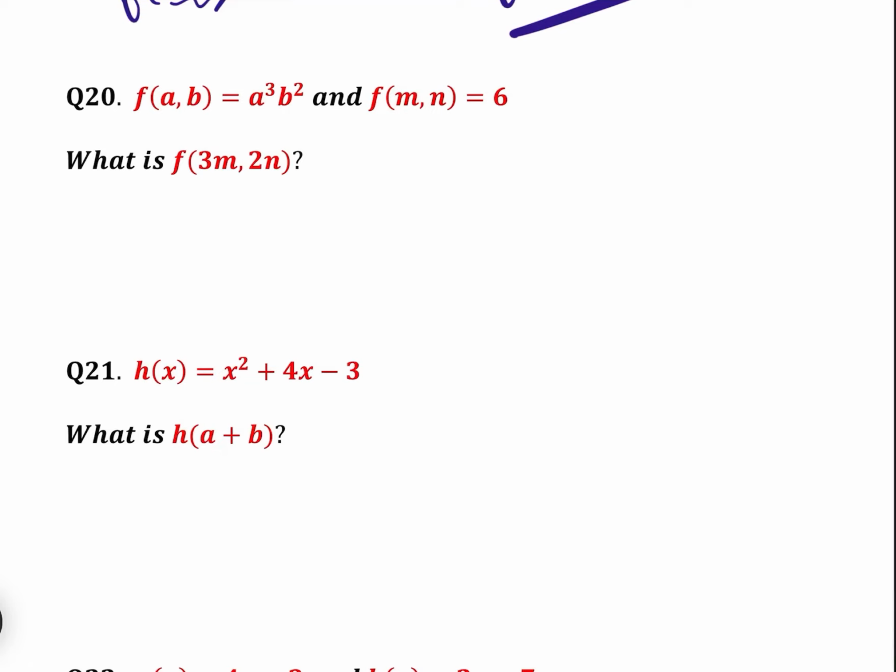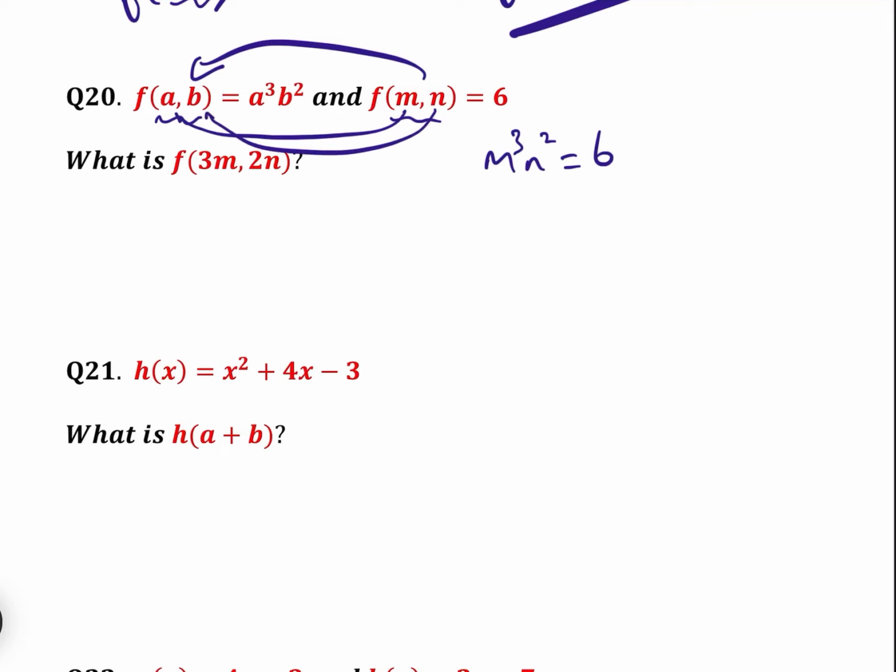Okay, question 20. Now this one's got two inputs. It doesn't matter. There's no law that says a function can only have one input. It's got two inputs, but the theory is exactly the same. This could be a smiley face and a sad face. So we know that f of ab is a cubed b squared, and we know f of mn is 6. So if we put mn into here, we know that m cubed n squared equals 6. All I've done is put the m in replacing a and put the n in replacing b.